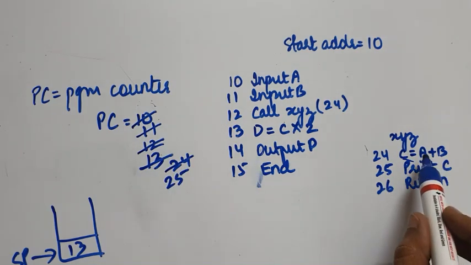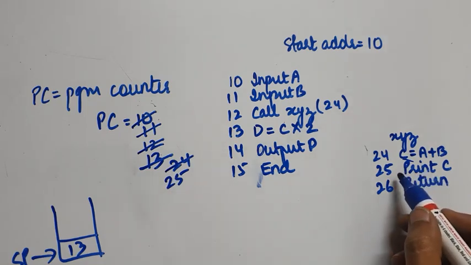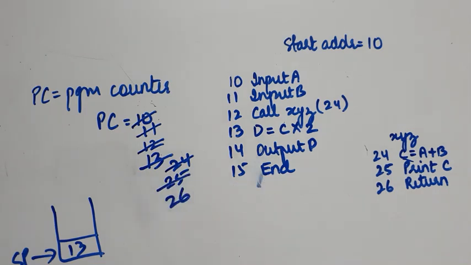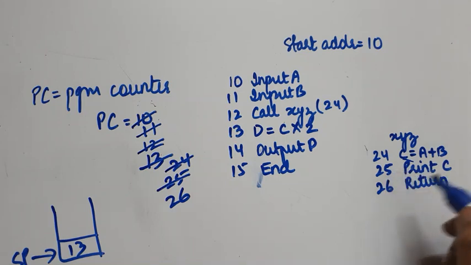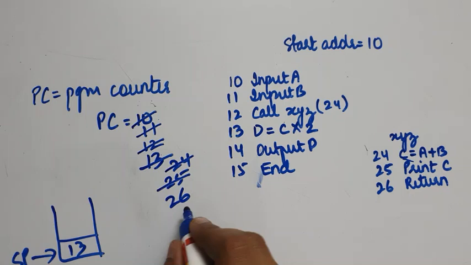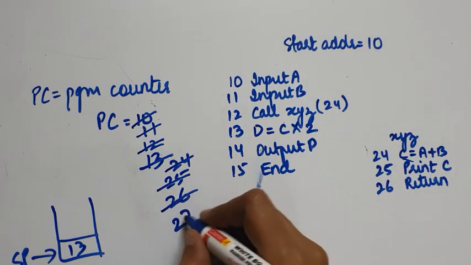So after executing 24, the CPU goes to PC. What is written here? 25. It fetches the instruction written on line number 25, and while fetching, the value of PC is made 26. After executing the instruction on line number 25, it goes back to PC. Where do I need to go now? The PC says you need to go to 26. It goes to 26 and fetches it, and simultaneously the value of the PC is incremented.